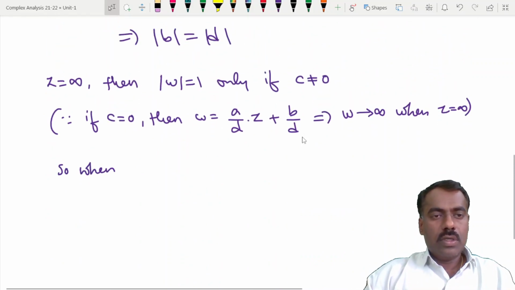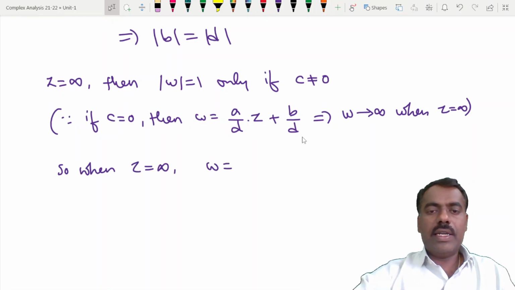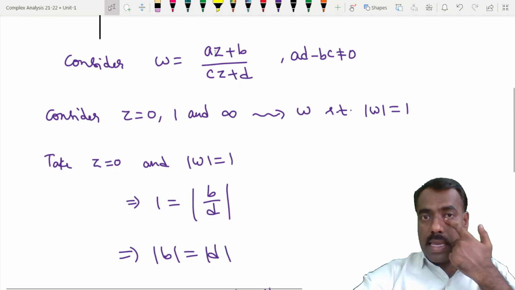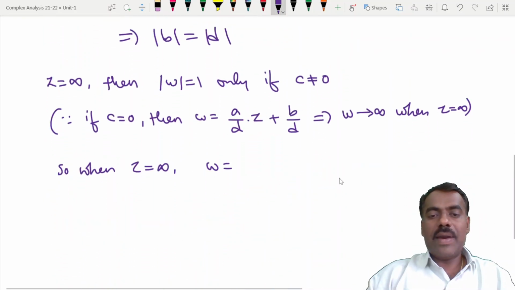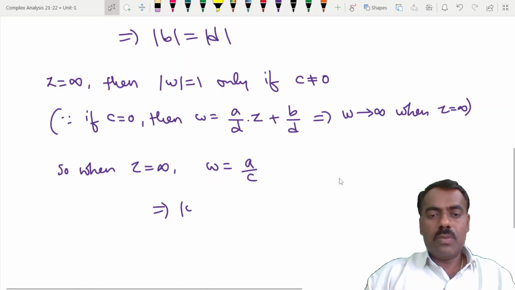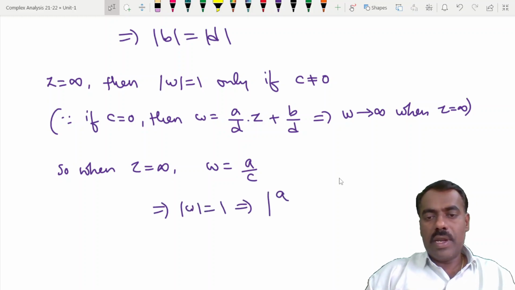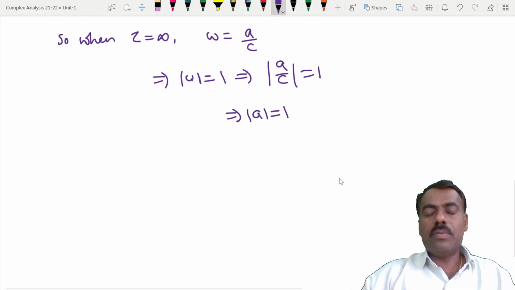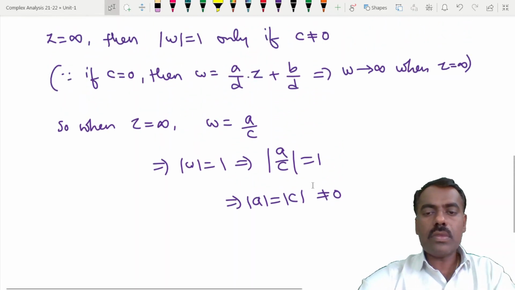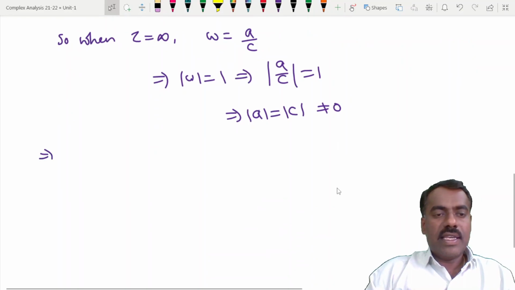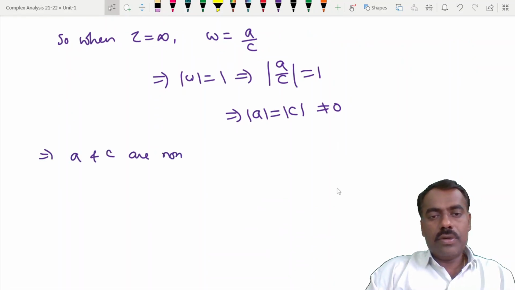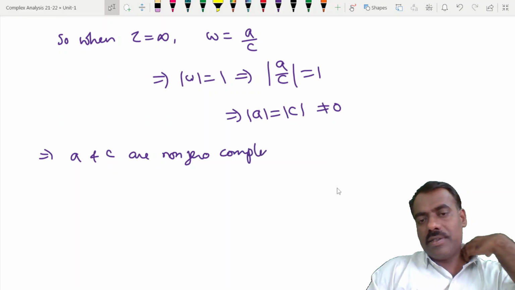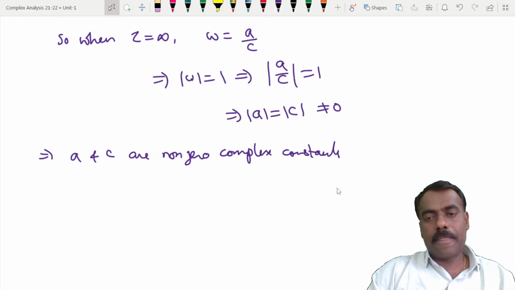When Z is equal to infinity, what do we get? W is equal to this A by C. This implies mod W is equal to 1, which implies mod A by C is equal to 1. Therefore mod A should be the same as mod C, and because it is 1, they should not be equal to 0. So A and C are non-zero complex numbers. You can call them constants.